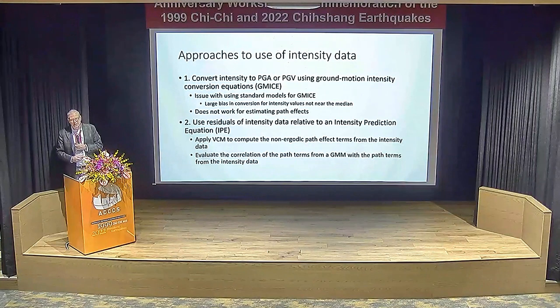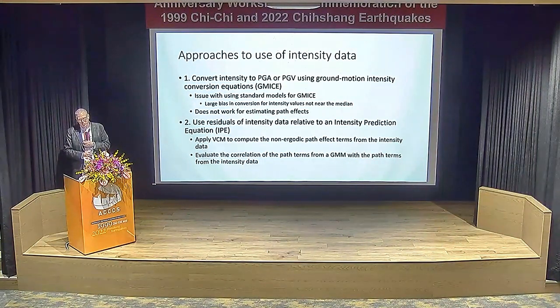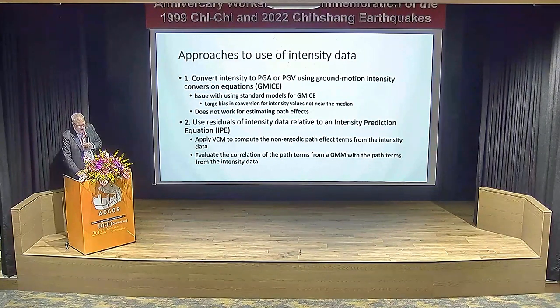One way people use intensity is to try to convert it to the ground motion model. That's not the way to do the problem. So don't do this, okay, is my suggestion. There's a really large bias in the conversion. Instead, we want to use residuals of the intensity, which means we need a good intensity prediction equation to start with. These don't exist right now. We have to go back and derive some new ones, but I'll show you how it goes.